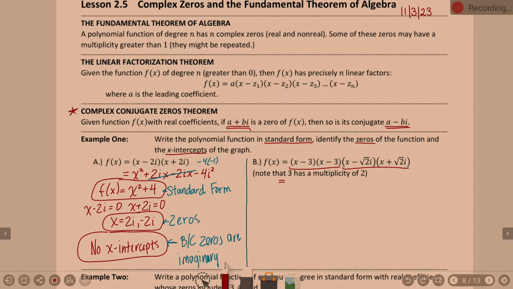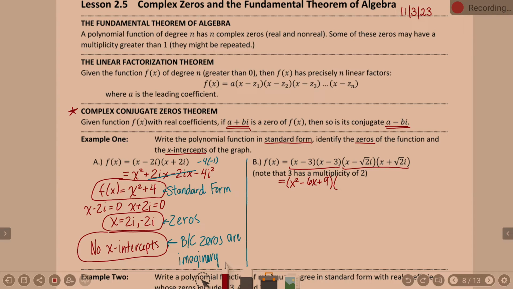Okay, so what do you know about x minus 3 times x minus 3? x squared, minus 3x and minus 3x is going to be minus 6x, plus 9.